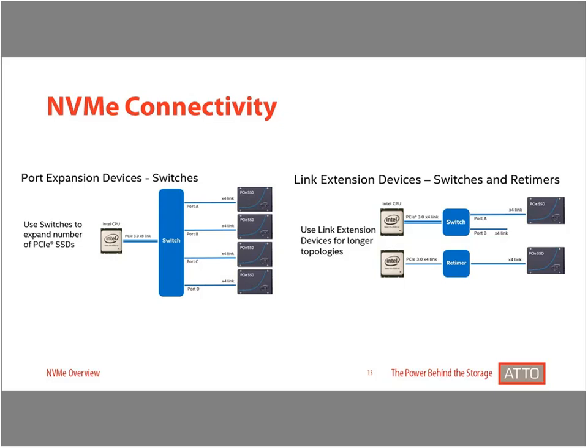Another limitation is distance. PCI Express doesn't go very far. So in cases where you need to come outside the box and go a little bit further, you can add a link extension device to make that signal be retimed and be able to go the distances that are needed.